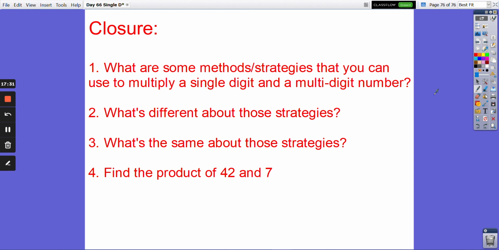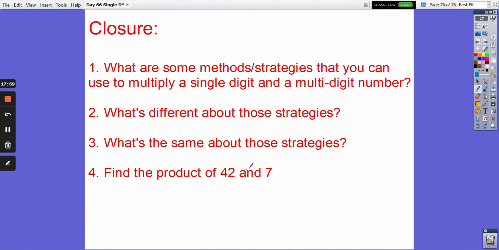What are some methods or strategies that you can use to multiply a single digit and a multi-digit number? Well, you can use the area model strategy, you can use partial products, you can use the standard algorithm. What's different about those strategies? Well, the biggest difference is how you write them. Okay, what's the same about those strategies? You're multiplying and getting the same numbers, you're just writing them a little differently.